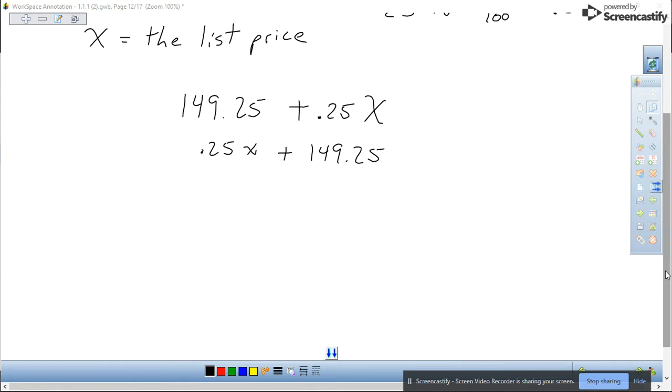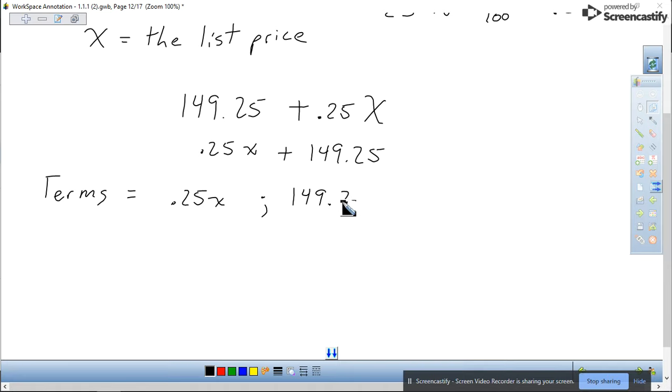So we'll start with terms. Once we have a simplified expression like this one, our terms are things that are separated by addition and subtraction. So your first term would be 0.25x. Your second term would be 149.25.